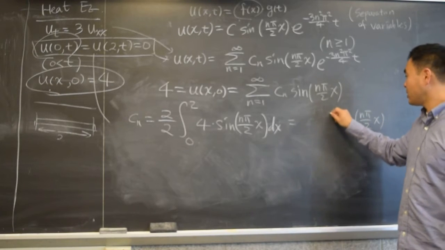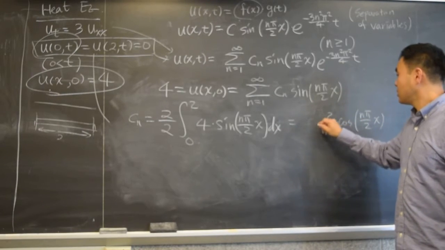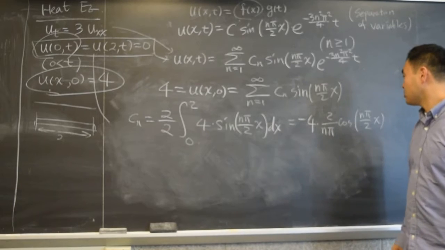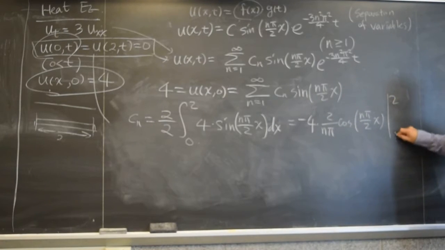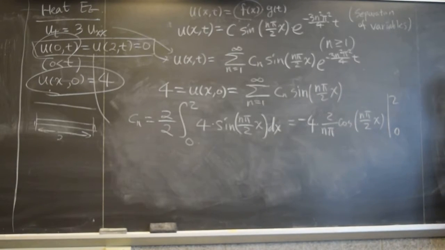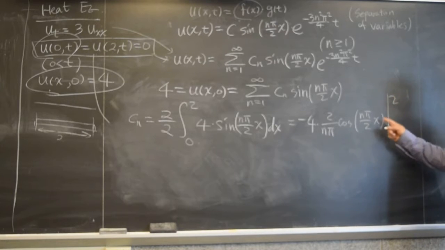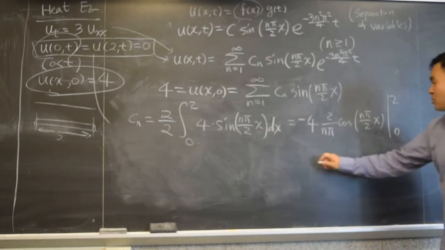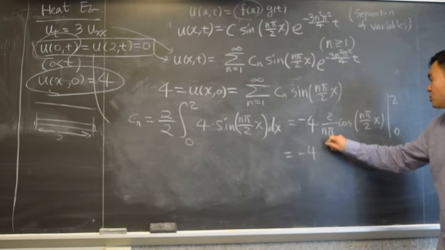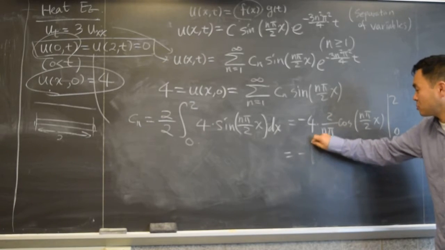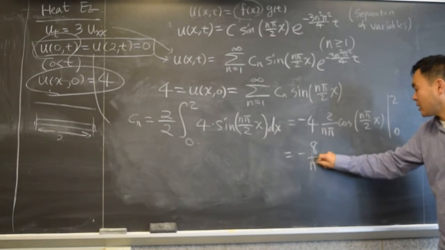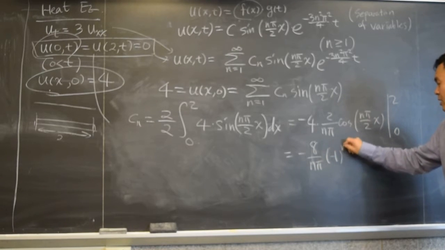And 2 over n pi. And there's a 4 in front and there's a minus in front. And then you have to plug in 2 and 0. All right, so let's plug in 2. The 2 cancels and you get what? Negative 1 to the nth power. 4 times 2 is 8, so we get negative 8 over n pi, negative 1 to the n.